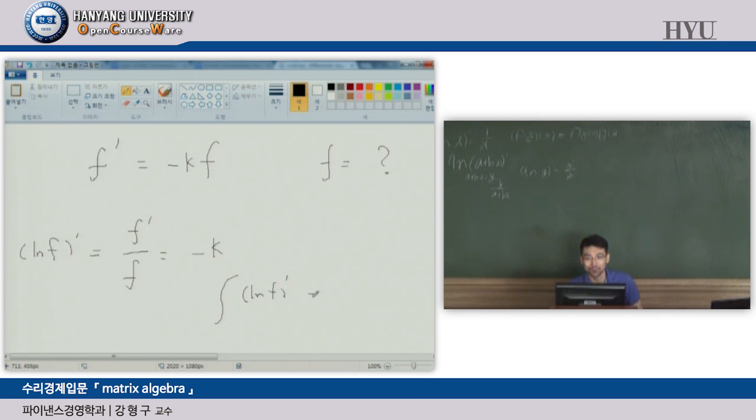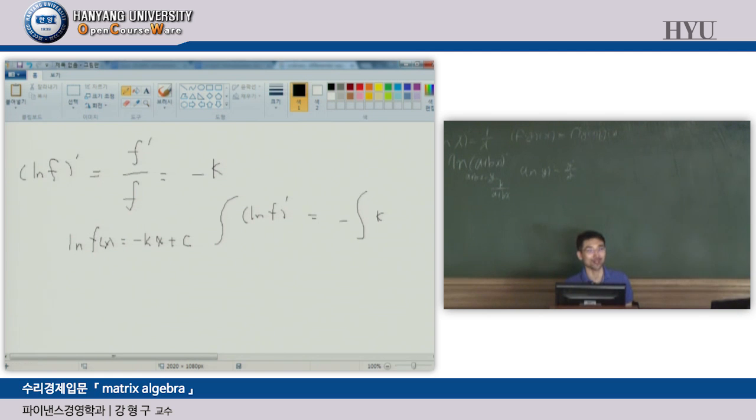Basically f prime minus k, integrate each side. Then, well, it is differentiation. So if we integrate it, it becomes log f(x), right? And if we integrate, it becomes minus kx plus some c, right? Isn't it? Yeah. It is exactly the same as high school math, right? So from here, you go here, and from here, you come here, right?